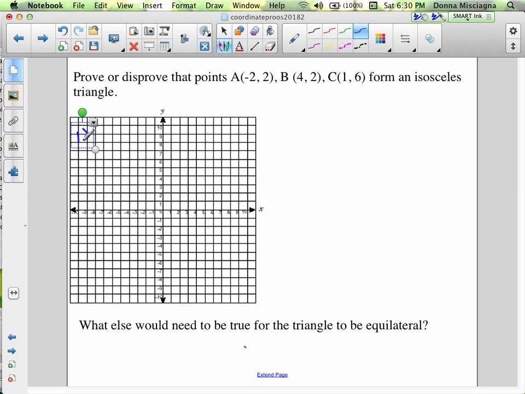Right, so we have the points (-2, 2), (4, 2), and (1, 6). And let's write down what we need to show. If we want to show that it forms an isosceles triangle, we're going to show that two sides are congruent.